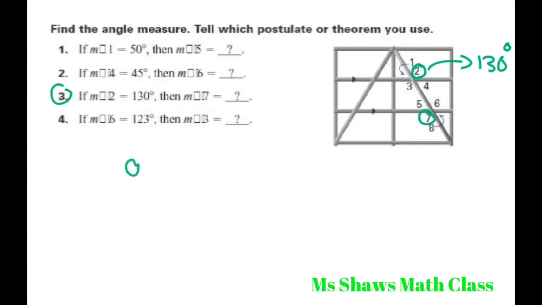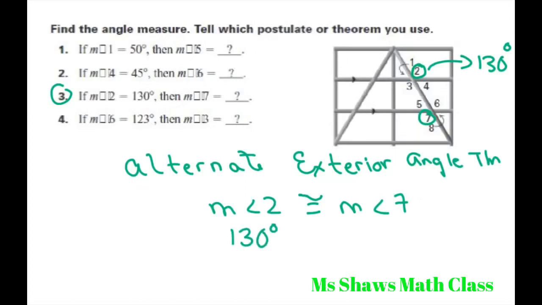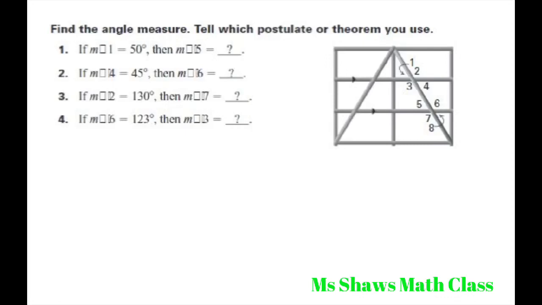Well, due to our alternate exterior angle theorem, the measure of angle 2 is going to be congruent to the measure of angle 7. So the measure of angle 2 is 130 degrees, so that is going to be equal to the measure of angle 7. So that's 130 here.